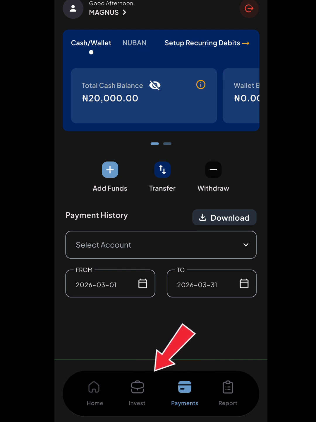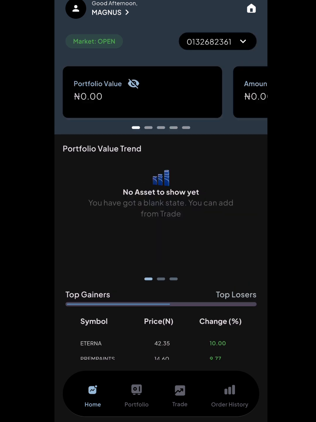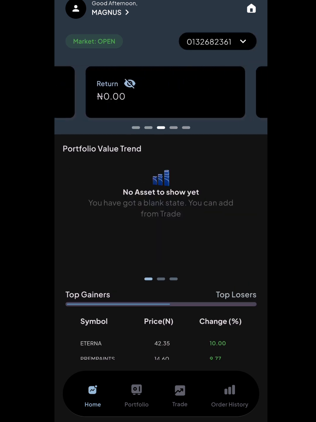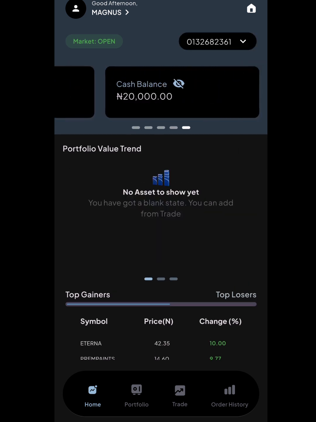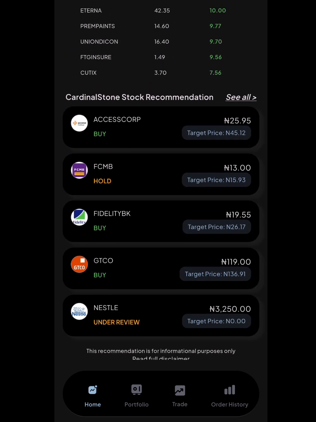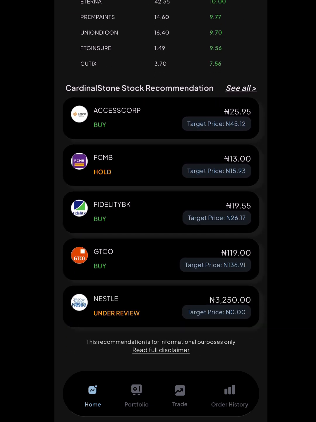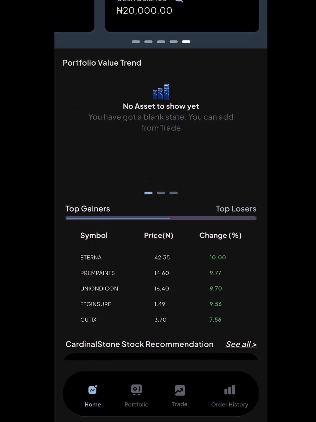Now we are going to go to invest, go to NG stocks. Ideally, you should see the money here. It's going to reflect here. Don't worry, you're good to go. If you come all the way here, you're going to see 20,000 naira cash balance. Now, the stock I want to buy is Vetiva. You can see some recommendations here. The stock I want to buy, not Vetiva, it's actually Veritas.